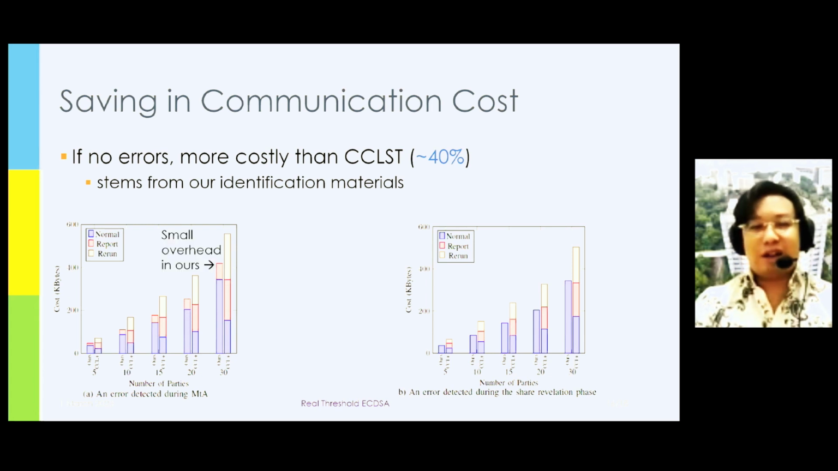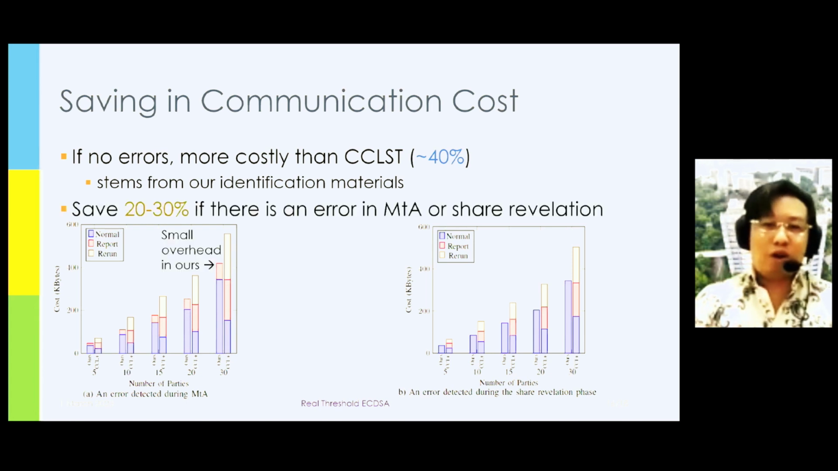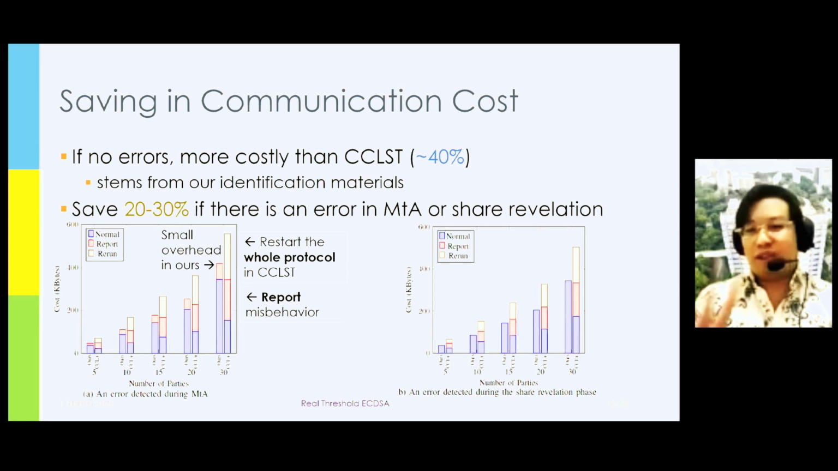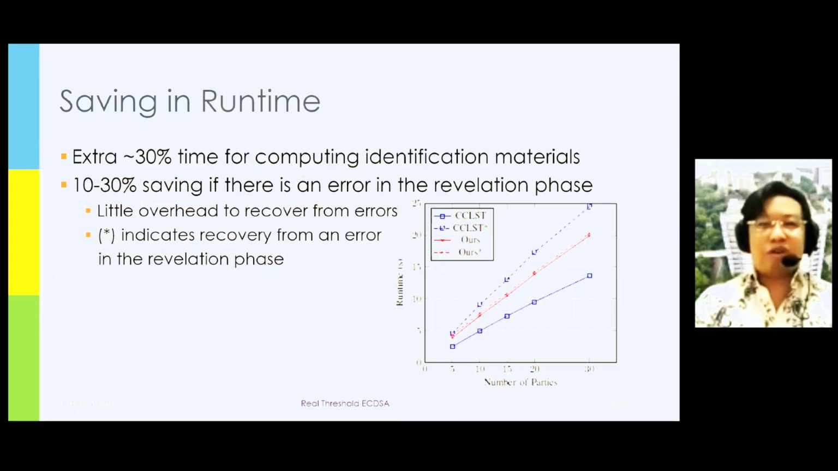But in case we do have some error, then you will notice that we just add a little bit of overhead. Versus in the existing scheme, you need a more costly procedure to report the misbehavior, and you also need to restart the whole protocol from scratch. In this case, we have some significant saving. So that is about communication cost, and we also look at runtime. In a nutshell, we also have some saving in runtime in case we need to do the recovery, and more detail can be found in the paper.